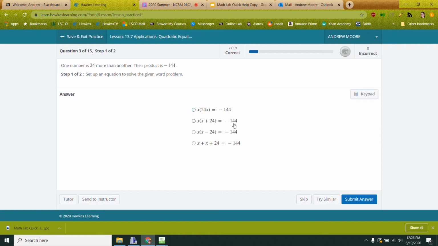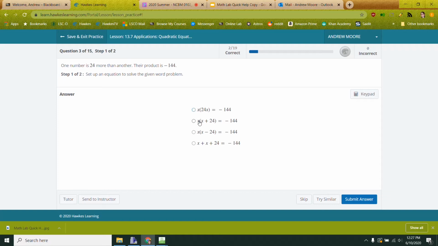One number is 24 more than another. Their product is negative 144. Now, this means that we're adding 24 to whatever our mystery number is. So we usually assign it as x like they did. So that means that we're adding 24 to whatever that x was, and then we're multiplying those two things. So we got x and x plus 24.